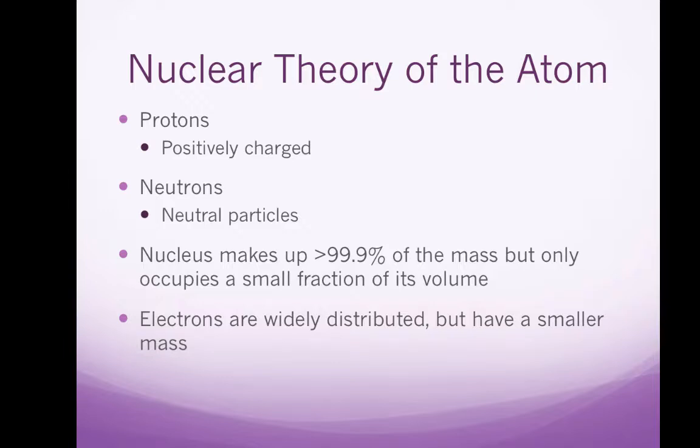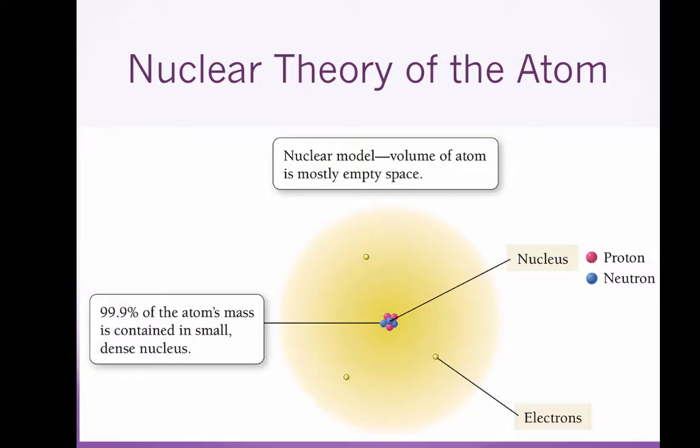So the nucleus is very dense compared to the rest of the atom. And then the electrons are widely distributed, but have a much smaller mass. So here's just a picture. As you can see, here's the nucleus in the center with protons and neutrons. And that contains 99% of the mass. And then the electrons are widely dispersed around the nucleus. So the volume of an atom is mostly empty space.